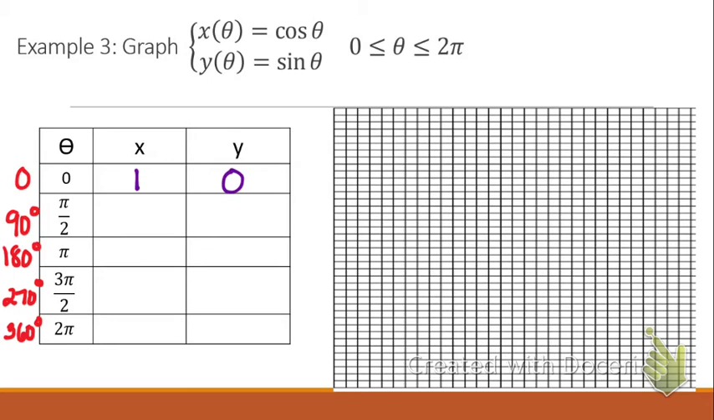If you rotate up to 90 degrees, the cosine is 0, and the sine is 1. At 180 degrees, the cosine is -1, and the sine is 0. At 270 degrees, the cosine is 0, and the sine is -1. And now we're back here. What do you think this graph is going to look like? A circle. Go ahead and graph it out.